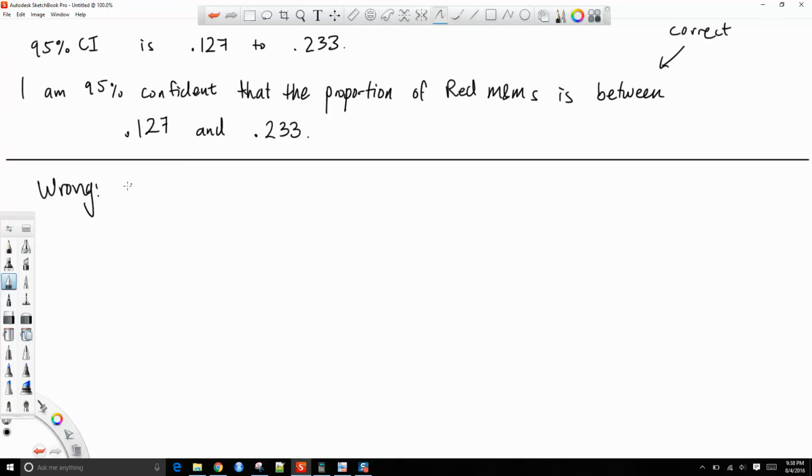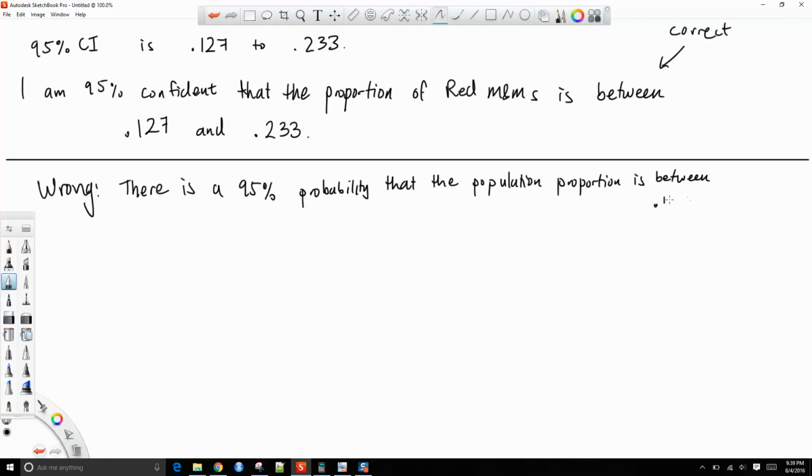It would be wrong to say there is a 95% probability that the population proportion is between 0.127 and 0.233. It is not correct to use the word probability. Probability only applies to situations where there is uncertainty.